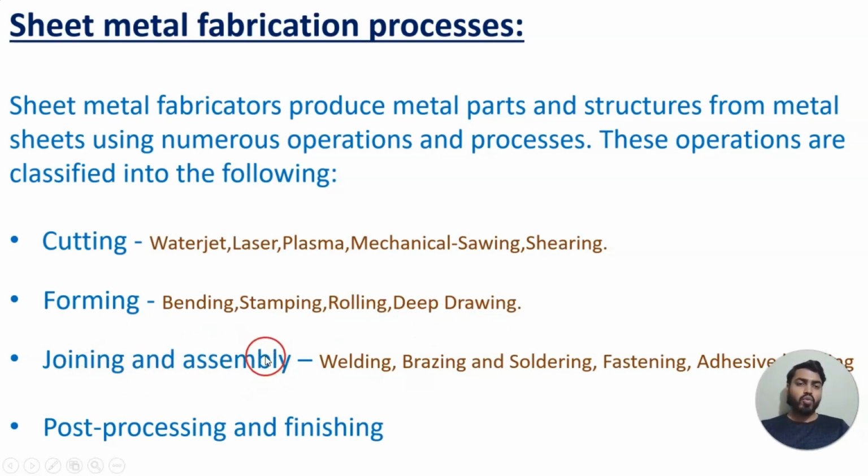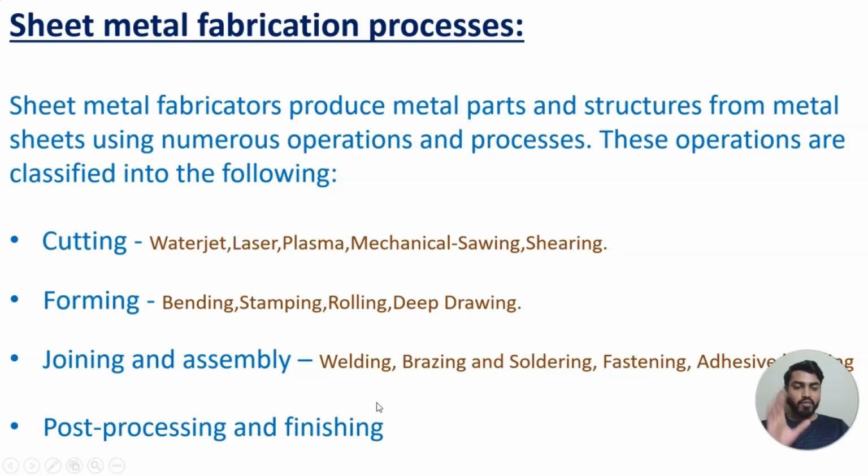Then next we can go for joining and assembly. So for example, two components or big components are there. At a time we are not able to make that. So one shape we will create with one sheet and one more we will create with one more sheet. Both we need to join now. So for joining and assembly, we can go here with welding operation, then brazing operation and soldering also we can do, or else fastening operation and adhesive bonding we can use to join or assemble different parts to make a single part. Then after completion of this fabrication process, next we can go for post processing and finishing.